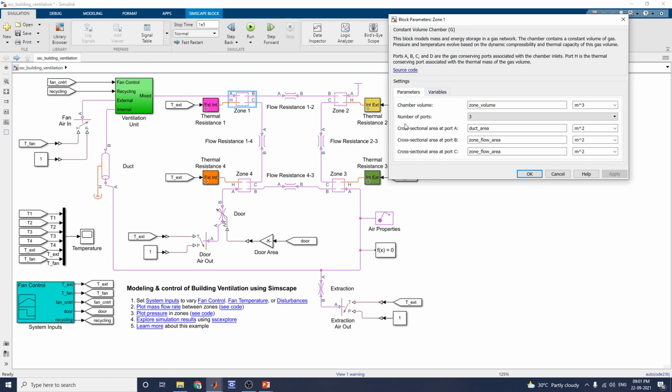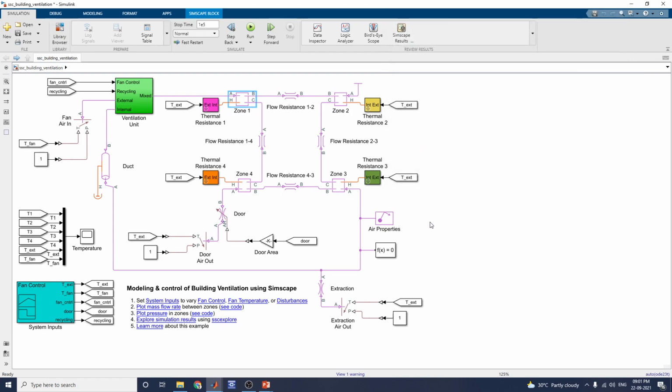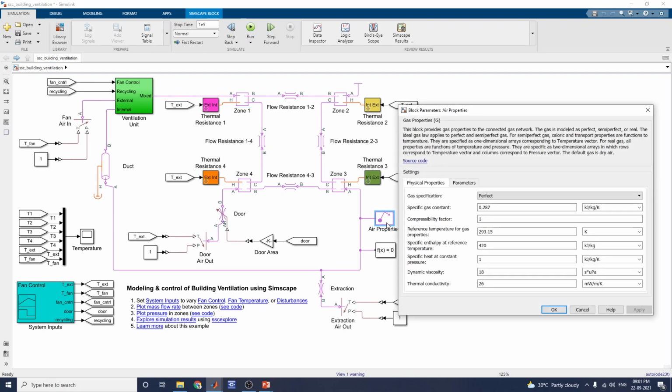See, in this block you can set the parameters called chamber volume, number of ports, cross sectional area at A and B and C. Here air properties we can set by using the gas properties. This block provides gas properties to the connected gas network. The gas is modeled as perfect, semi-perfect, or real. Here itself you have the options called gas specification: perfect, semi-perfect, or real. In this example we have chosen the parameter called perfect. Here specific gas constant you can set the values. What is the parameters?